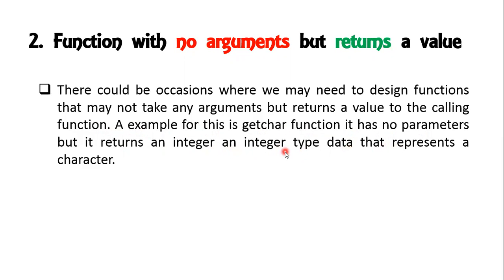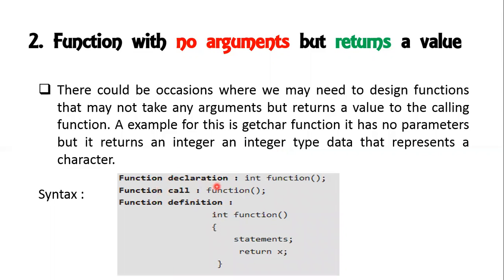Data type that represents a character. So yes, we know this. Again, we are going to see the syntax, a small syntax. See this function declaration. We know this one, function declaration. So this is prototyping an integer function. Again, the function call. In this call, we are not sending any inputs here. This is what we have to understand here.